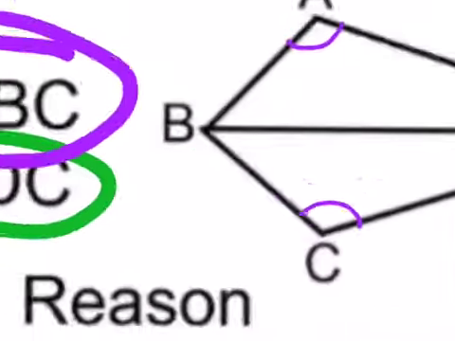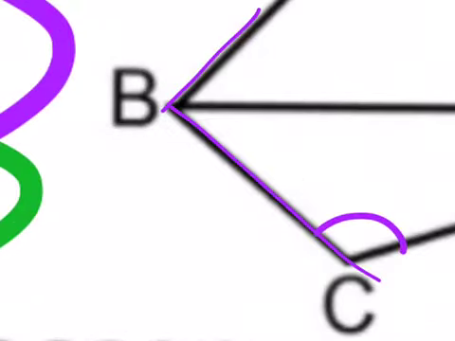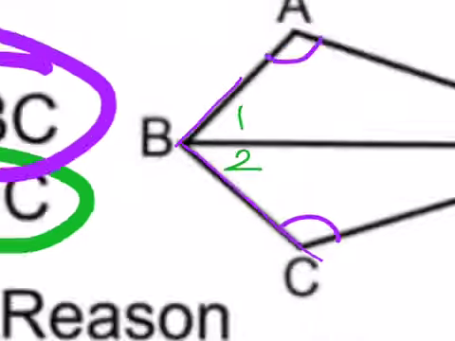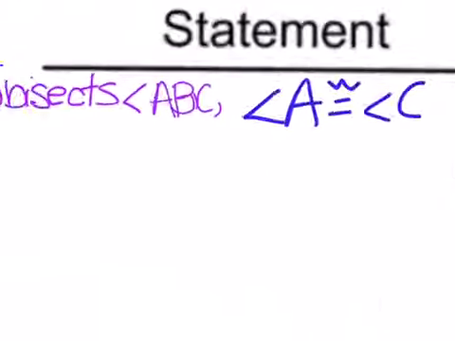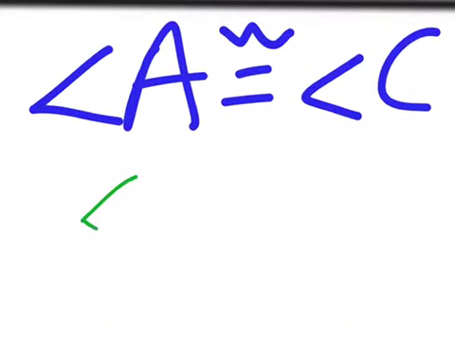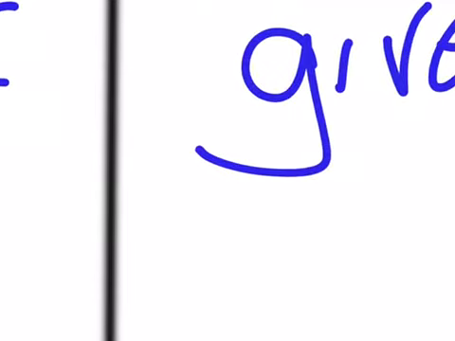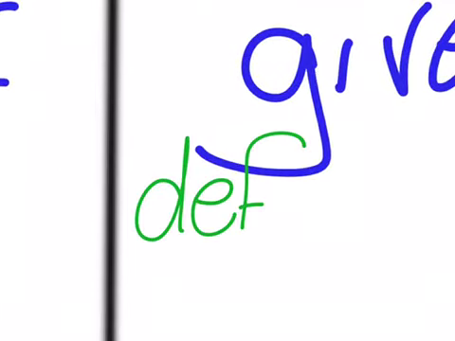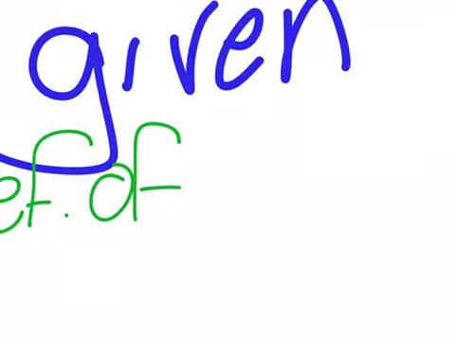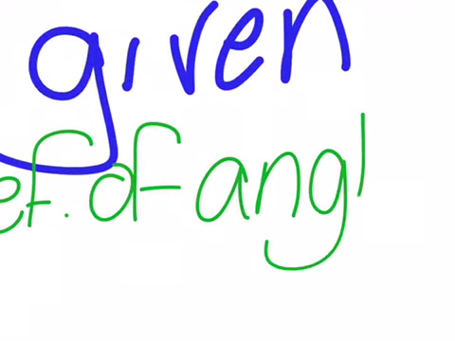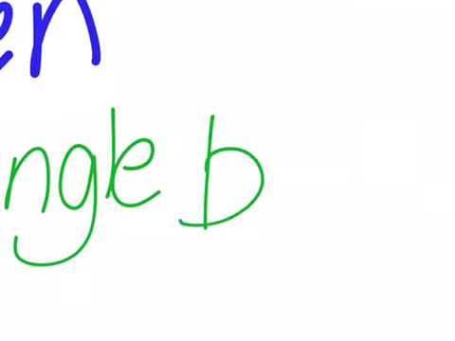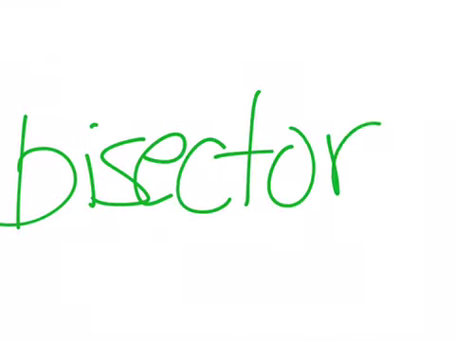Okay, so this is the angle right here that's bisected. That's the one, which means it's split in half exactly. So angle 1 will be congruent to angle 2. That's what it means to be an angle bisector. That is your definition of angle bisector. Angle 1 congruent to angle 2. Write down definition of angle bisector. Okay.